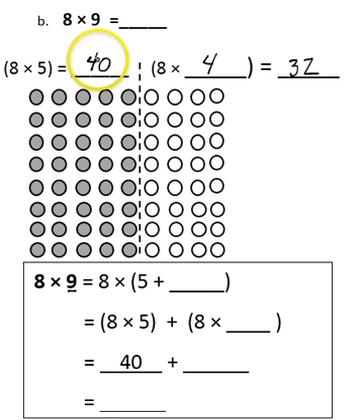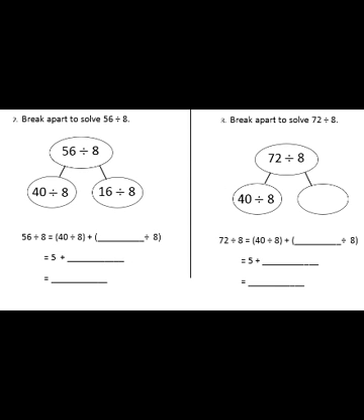8 times 9 is the same thing as 8 times 5 plus 4, since 5 plus 4 equals 9. So we figured out 8 times 5 is 40. 8 times 4 is 32. Now we just need to add those products to get a final answer of 72. That means 8 times 9 is 72. It's helpful to break the arrays into groups of 5 because most students are pretty good at knowing their 5 facts right away. Here's another way to look at it without using the arrays.